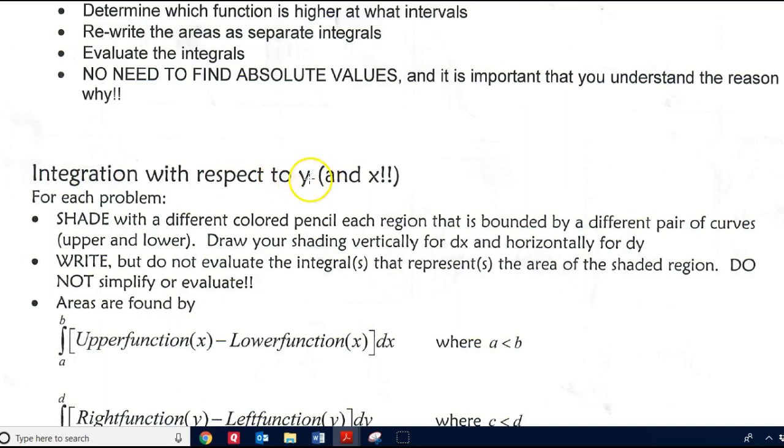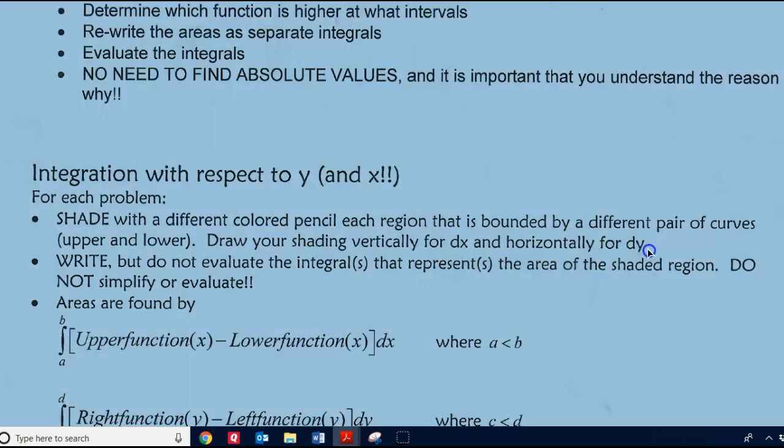When you're integrating with respect to y and x, I asked you last night to bring in a couple different colored pencils. So you're going to shade, with a different colored pencil, each region that is bounded by a different pair of curves. Upper and lower when it's with respect to x, and then left and right when it comes to integrating with respect to y. We're going to draw the shading vertically for dx and horizontally for dy. This is new for you guys. Horizontally for dy is new.